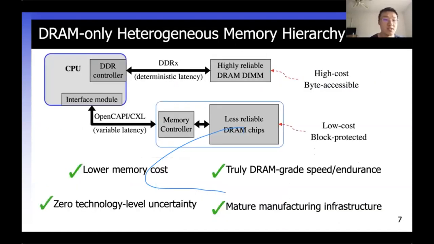So compared with hoping for new NVM technology to mature, this DRAM-only memory hierarchy has several advantages as listed here. The use of block-protected DRAM can largely reduce the overall memory cost. It can retain the true DRAM-grade speed and endurance based on existing DRAM technology. It has zero technology-level uncertainty and readily leverages the mature DRAM manufacturing infrastructure.